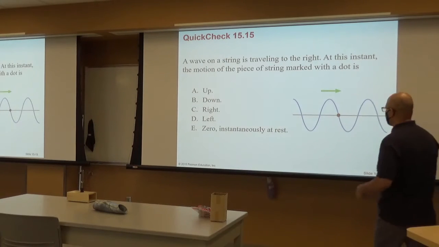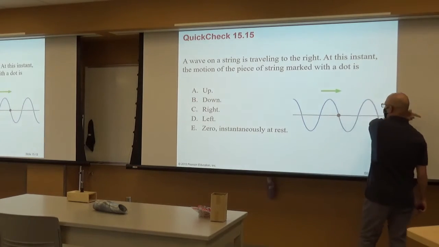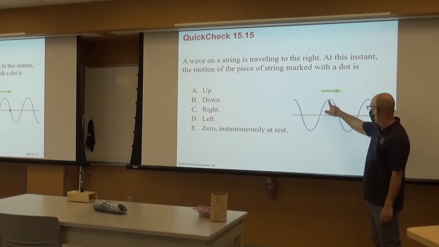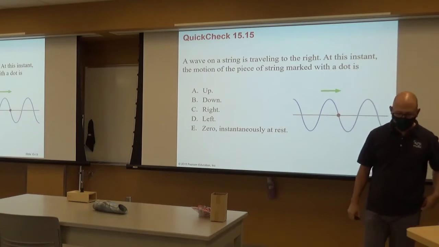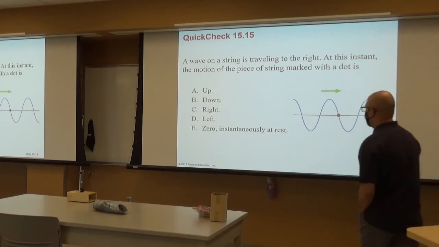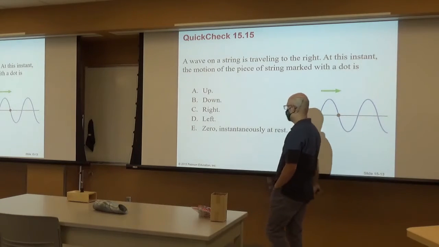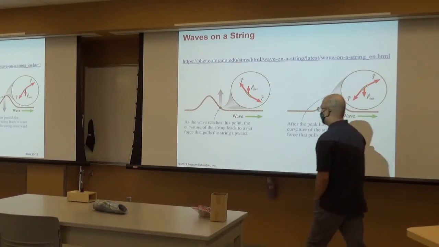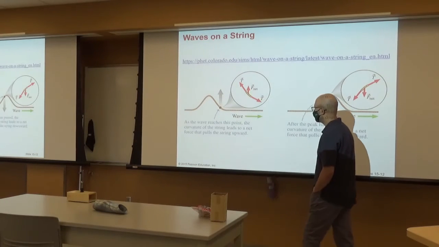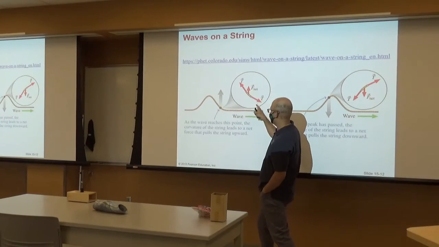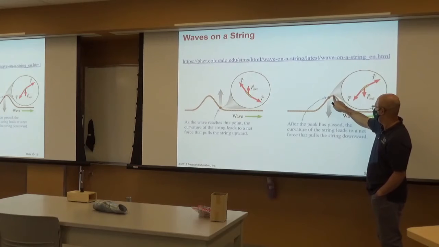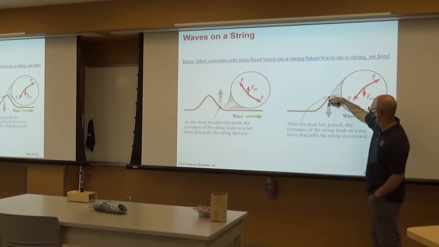So here is a question. The wave is going from left to right, moving this way, and there's a particle here. At this point, the wave hits the particle. Which way would the particle move? Will it move up or down, right, left, or won't it move? Look here. When the wave hits the particle, the upward force is bigger than the downward force, so the net is up. When the peak of the wave passes the particle, the downward force is bigger than the upward force, so it moves down.